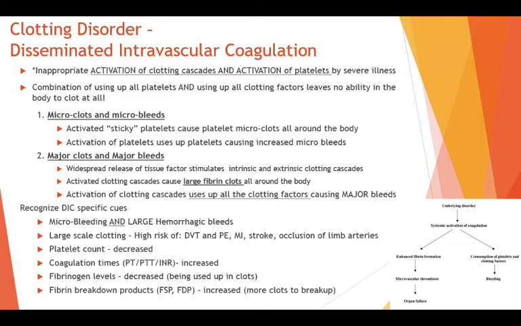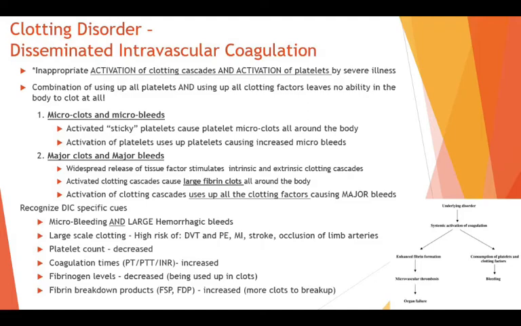It is a mess. The platelet count is decreased because all the platelets got used up. The coagulation times are increased. Remember, with all the thrombocytopenias, our coagulation times, your PT, your PTT, your INR were normal. Here they are all increased because the clotting cascades are all used up. So your clotting times end up increasing. It's taking forever to clot, or you're not clotting at all because you've used up all your fibrinogen. The fibrinogen levels are decreased. They were all used up in clots.